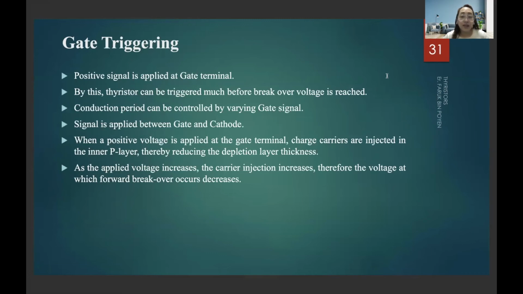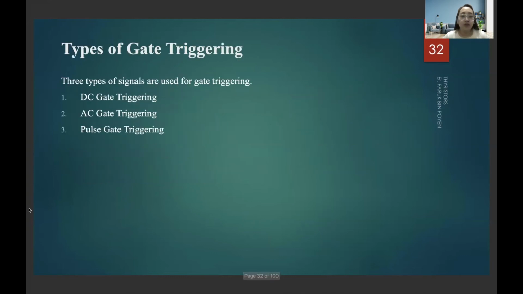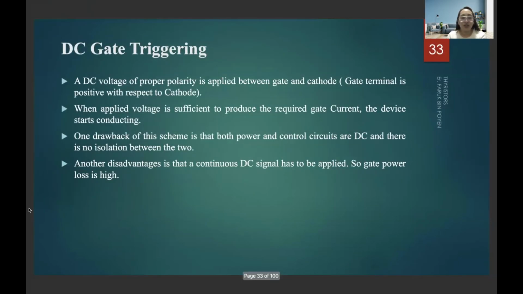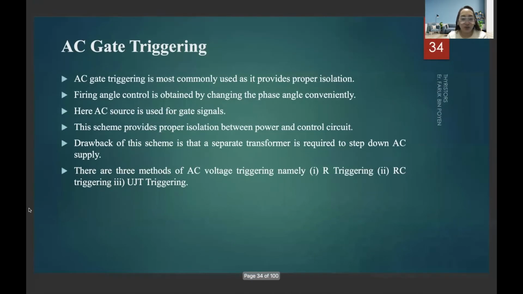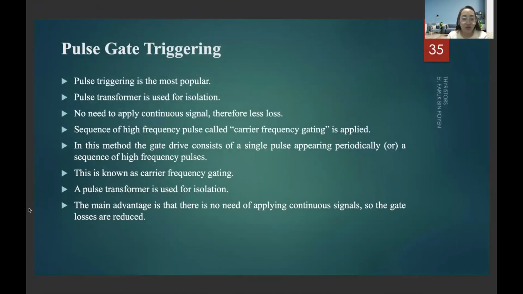So we have gate triggering. You know this already; I've discussed this. If you apply a positive voltage across the gate terminal, the SCR triggers faster because you're adding more positive voltage to the supply current. So we have three types of gate triggering: DC gate triggering, AC gate triggering, and pulse gate triggering. As the name implies, DC voltage, AC voltage, and pulse voltage. Pulse triggering is the most popular.